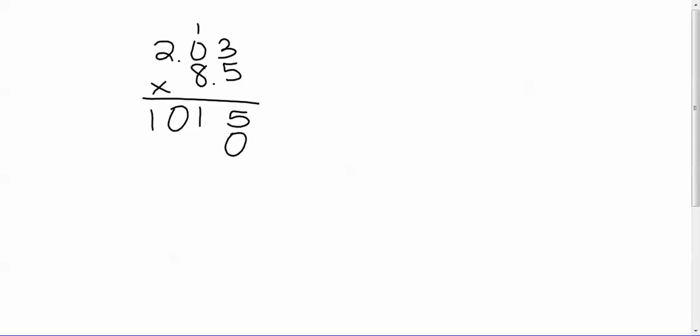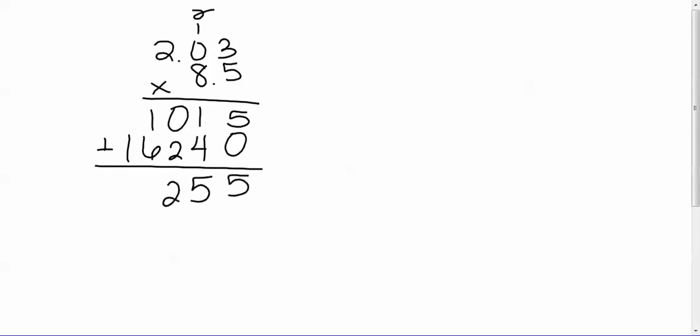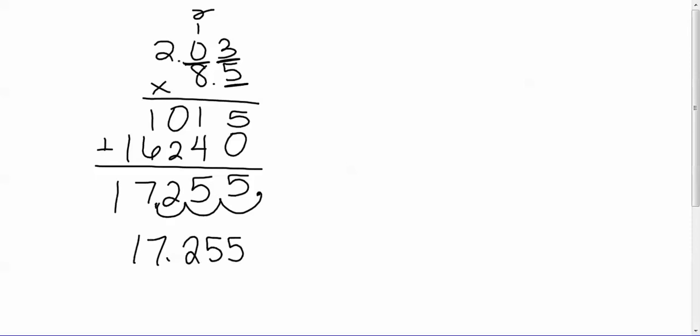Your second row, you have a 0. 8 times 3 is 24. 8 times 0 is 0 plus 2. And then 8 times 2 is 16. Add those up. You get 5, 5, 2, 7, 1. And then we have 1, 2, 3 decimal spots. You got to start here and move it in 1, 2, 3. So your answer is 17 and 255 thousandths.